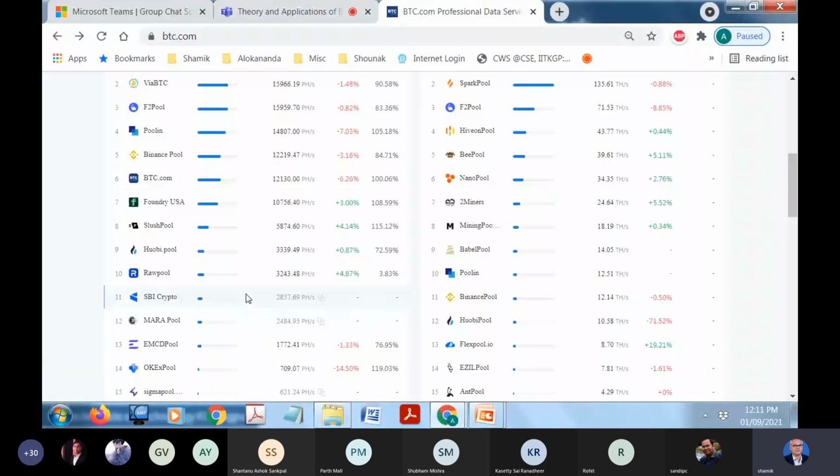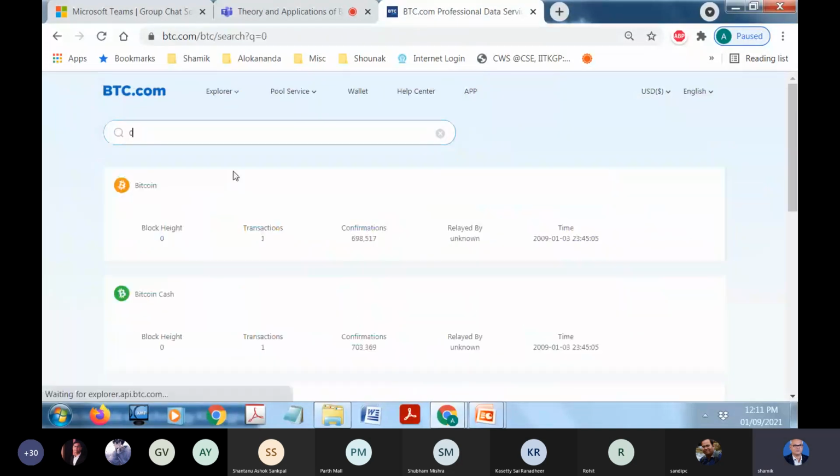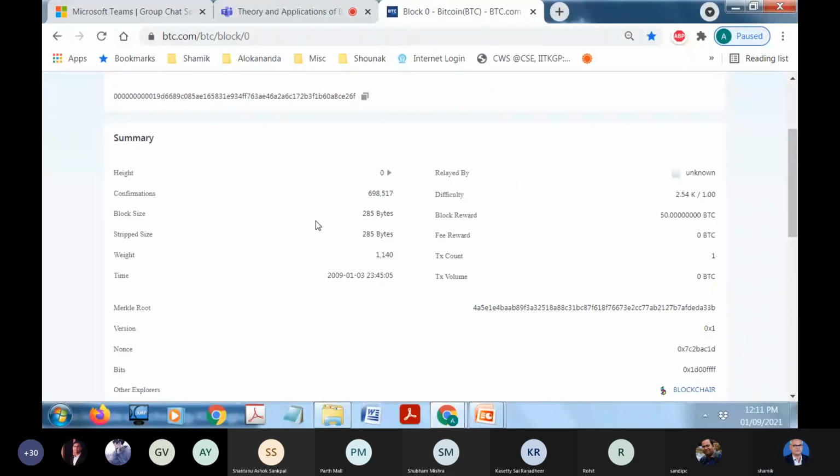So I'll quickly take you to block number 0. Okay, so I am going to this one, and I go to this Bitcoin block height 0. Okay, and if I click on it, you notice that this is the very first block in Bitcoin. I hope you are able to see my browser also.